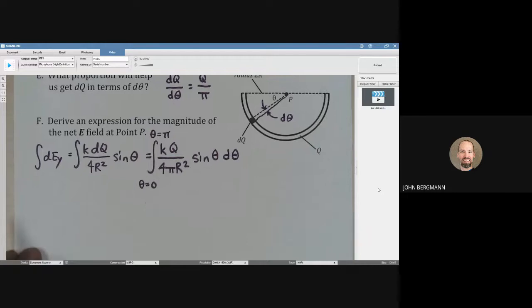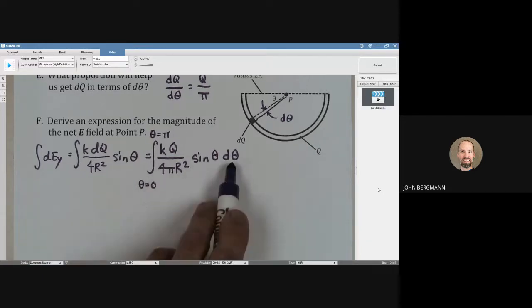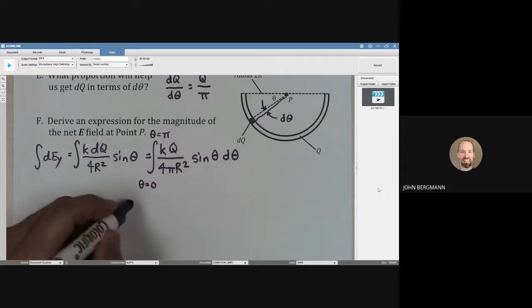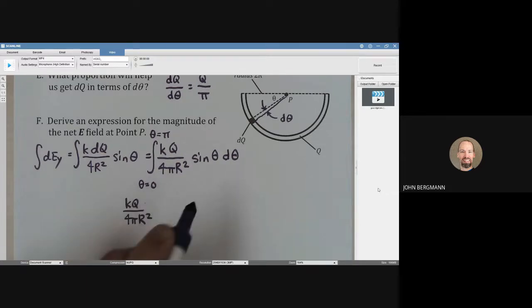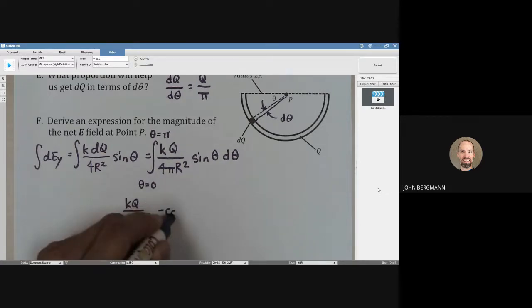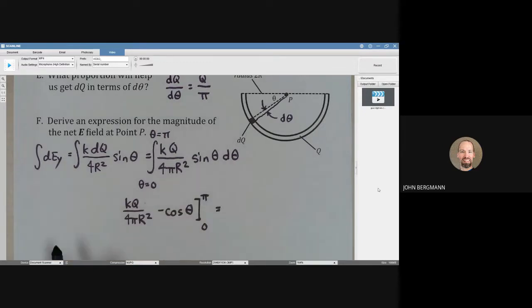So what do we get here? Everything here is a constant except for the sine theta d theta. So here's the next step on the path. kq over 4 pi r squared. When we integrate sine theta, we get the opposite of cosine theta. And we need to take those limits from theta equals 0 to theta equals pi. So where does that leave us?